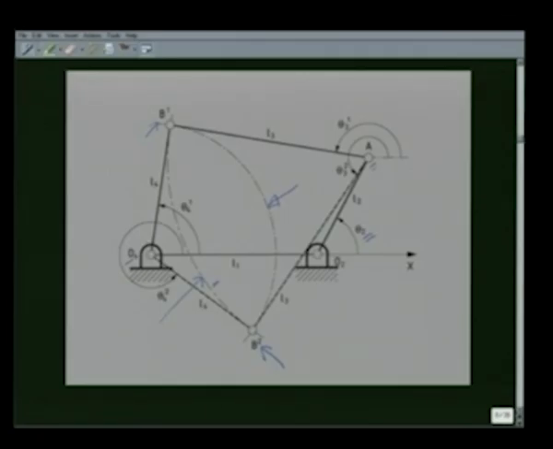For the firm line, that is when the diagram is above the line O4 O2, this is theta 3 1 and this is theta 3 2. Corresponding to theta 3 1, I have theta 4 1, and corresponding to theta 3 2, I have theta 4 2. Now that we have seen how to obtain various values of theta 4 as theta 2 changes, now we will show you the typical variations of theta 4 versus theta 2 for various types of 4-bar linkages.